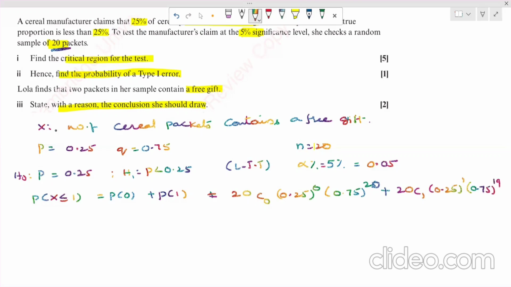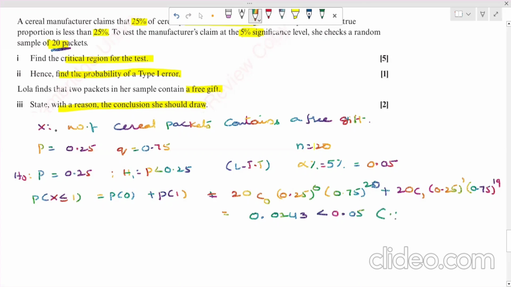Now if you simplify, use your calculator, let me simplify: 20C0 times 0.25 to the power of 0 times 0.75 to the power of 20, plus 20C1, which is 20, times 0.25 times 0.75 to the power of 19. It will be 0.0243. The significance level is 0.05, so this is less than 0.05.